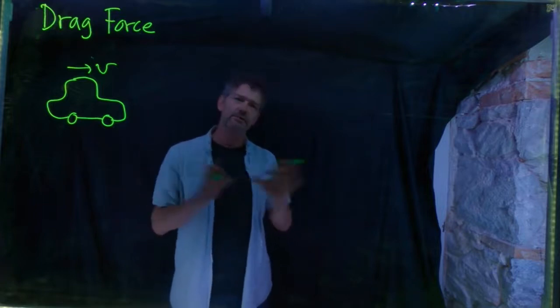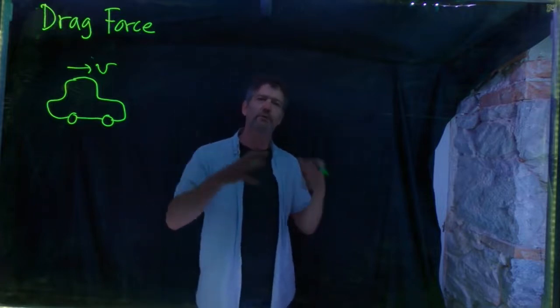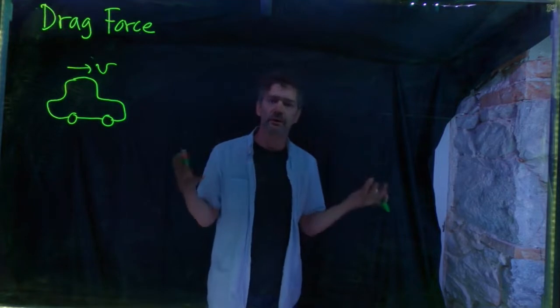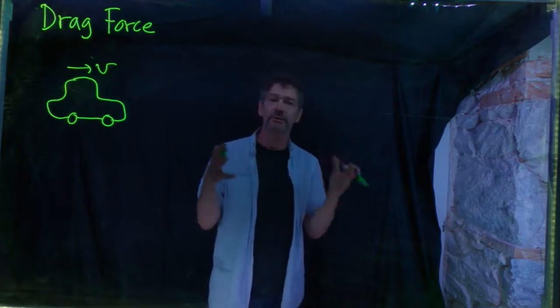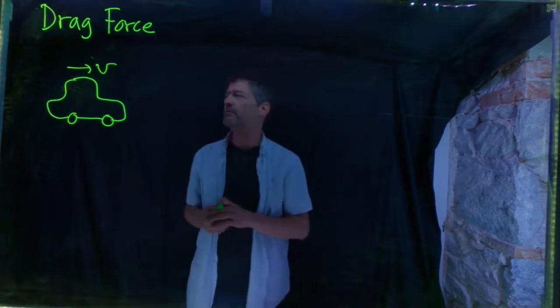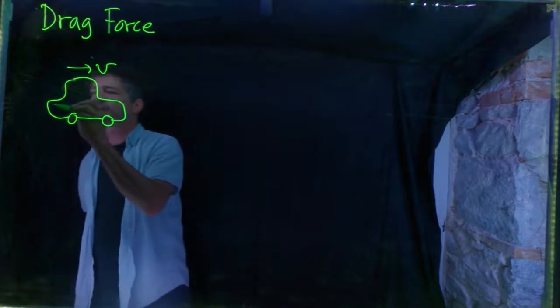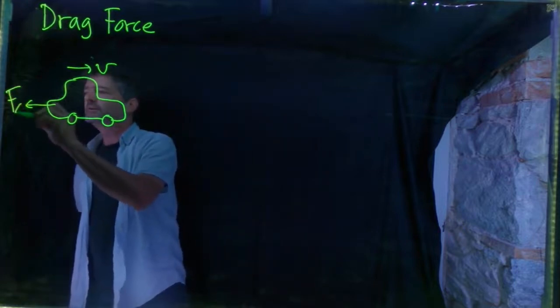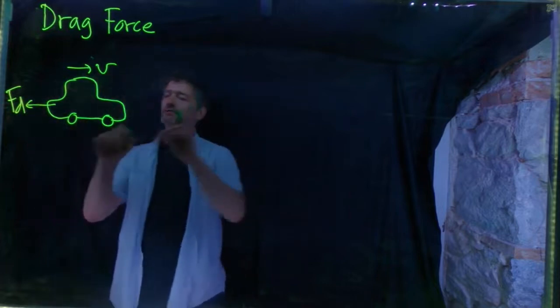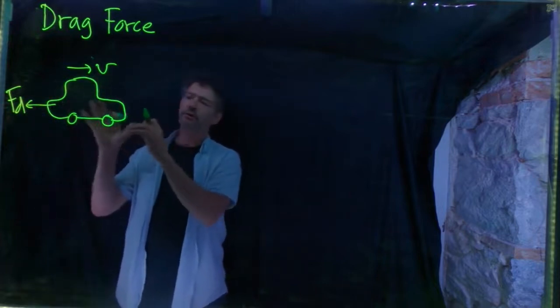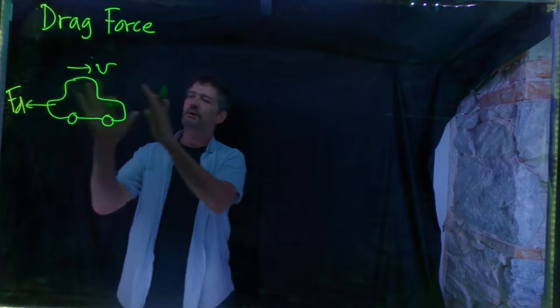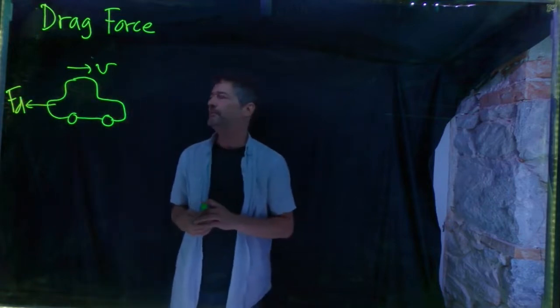So as the car is driving, you're always pushing this air out of the way, and that takes work. Force through distance takes work, and there's friction involved and so on. And so there's going to be a drag force. The drag force acts on the car backwards, so the drag force retards the motion. If you're driving down the road and you put the car in neutral, then the car will slow down due to the drag force.